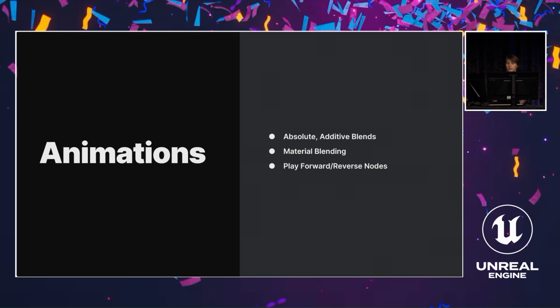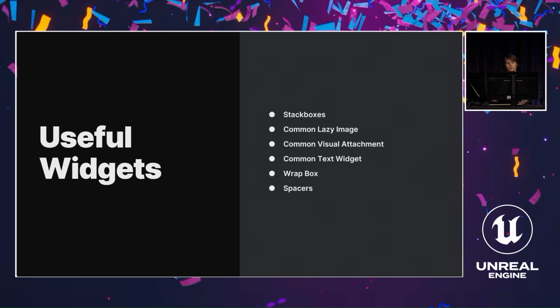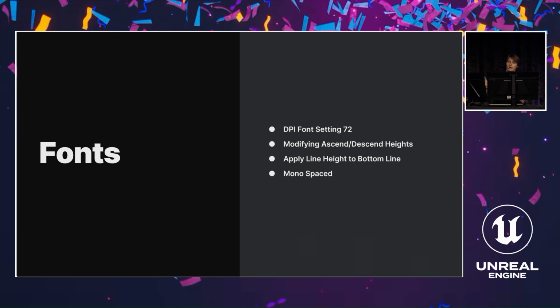So we're going to cover animations: absolute, additive blends, material blending, and the play forward and reverse nodes, if you aren't aware of those. We're going to cover some useful widgets: stack boxes, common lazy image, common visual attachment, common text box, you can see a theme, wrap boxes, and spacers. We're also going to cover the DPI font setting, brand new, very exciting, modifying the ascend and descend values of fonts, applying a line height to the bottom of your font or removing it, and mono-spaced.